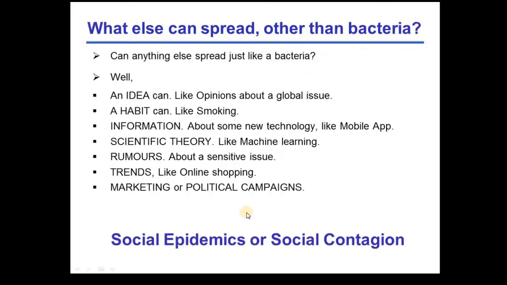networks. Moreover, beyond epidemic, you can also think about different other things that can spread on networks. For example, what else can spread other than a bacteria or a virus, right? An idea can. For example, an opinion about a global issue can spread from friend to friend. A habit can, like smoking, bad habits, that can spread from person to person. Information spreads. Information about some new technology or some mobile app, it spreads from person to person.